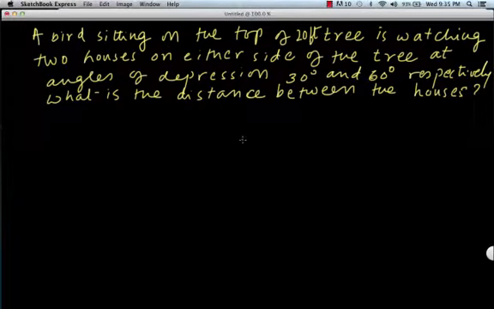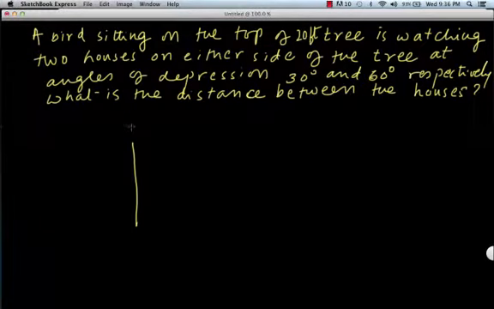Now let us solve another problem. The problem states that a bird is sitting on the top of a 20 feet tree and is watching two houses on either side of the tree at angles of depression of 30 degrees and 60 degrees respectively. What is the distance between the two houses? So let's draw the diagram.